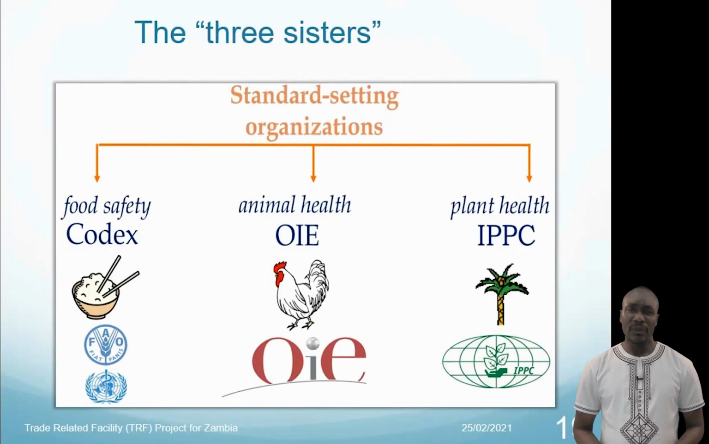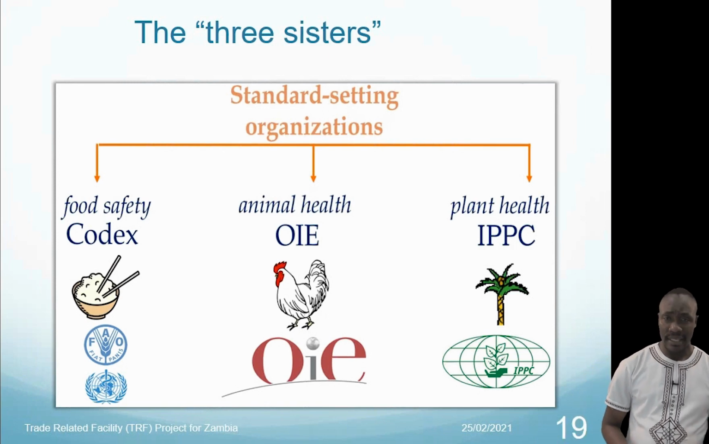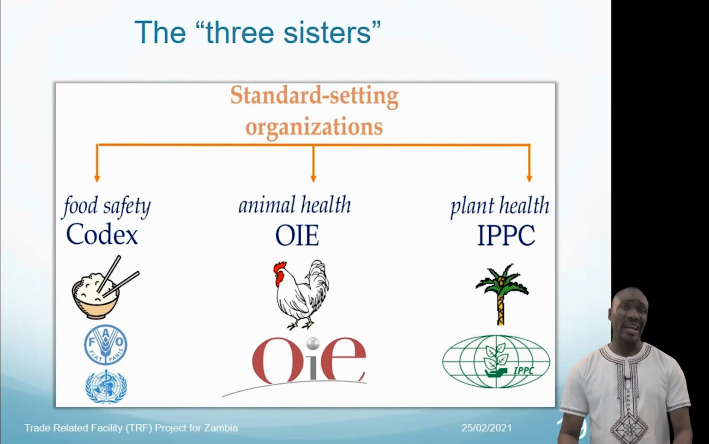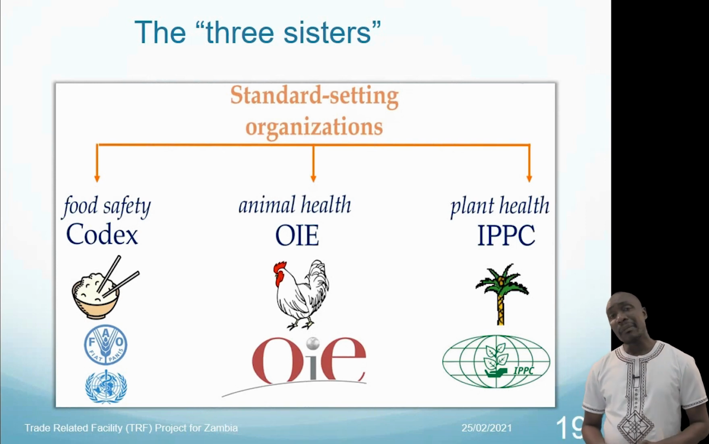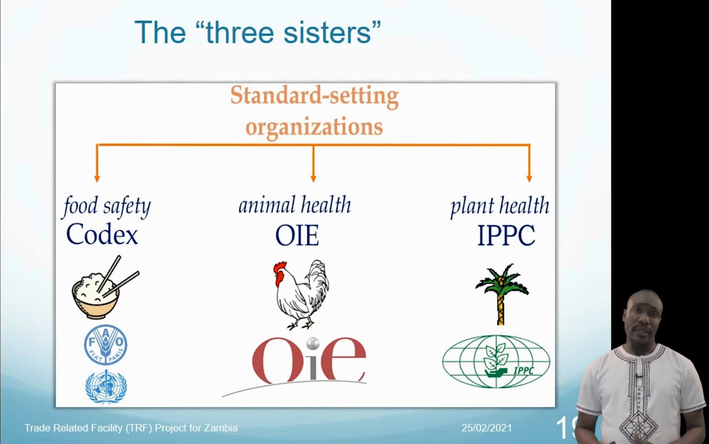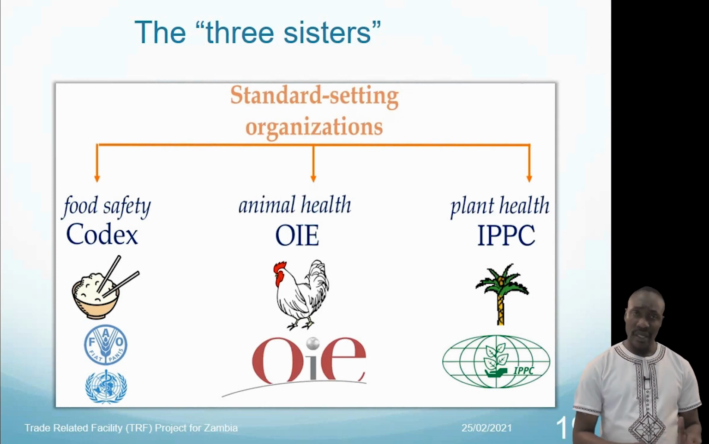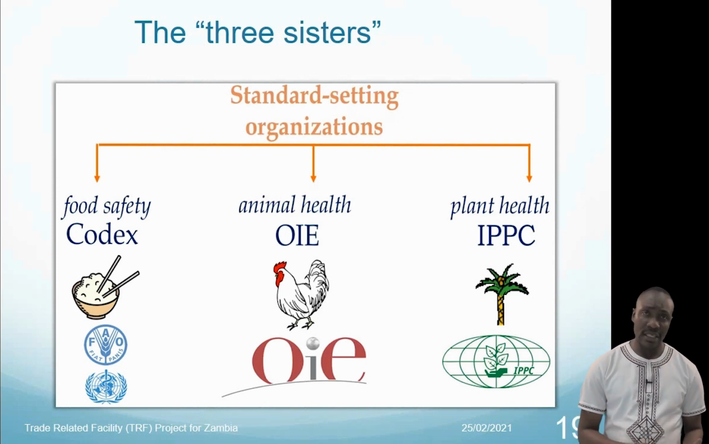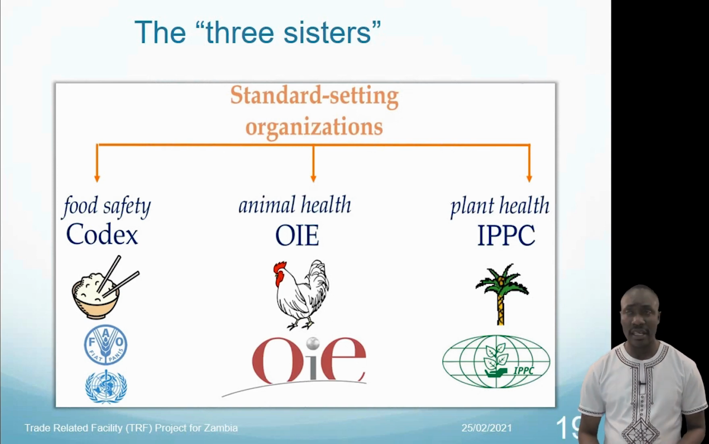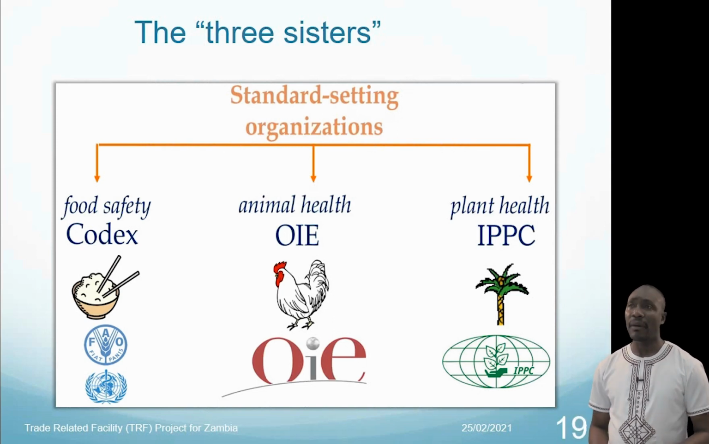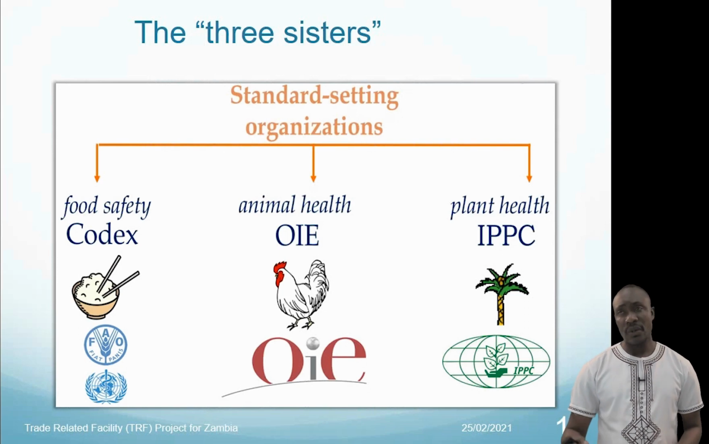Okay, so we have the so-called three sisters of the WTO. They are the standard setting organizations that are recognized in the SPS agreement. For food safety issues, I think we briefly touched on that. We talked about issues of toxins, additives, or even disease-causing agents being found in the food.